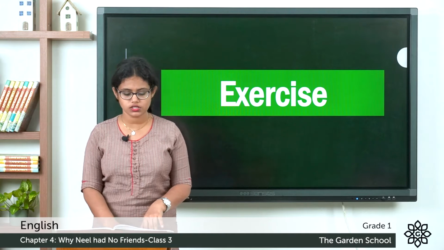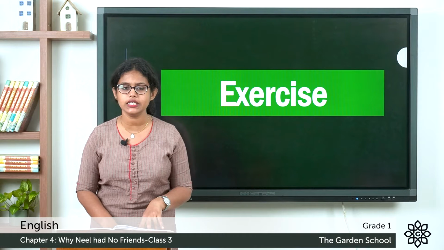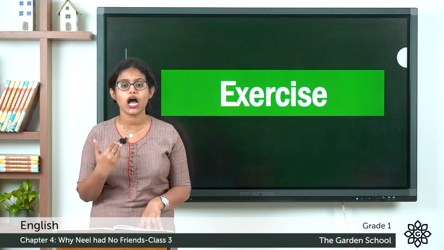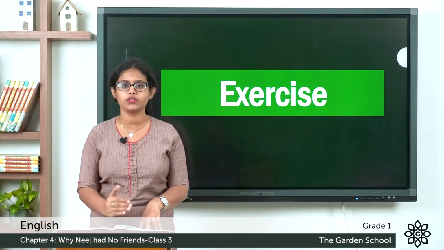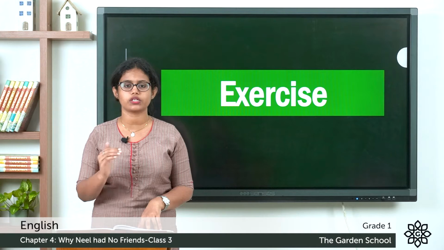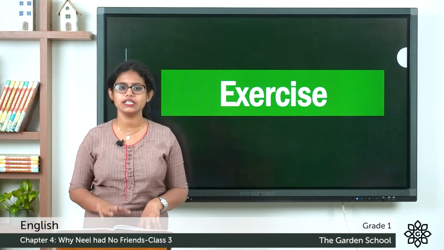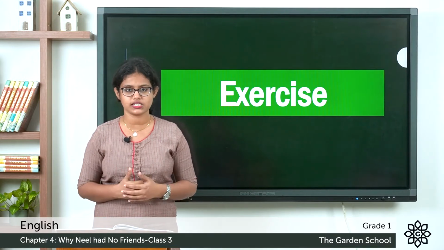Here what you have to do is, we have 8 sentences given here and you have to underline the describing words. So you all know what is a describing word and how to identify a describing word. So I'm going to read out these questions and for each question you have to underline the describing words and then we'll discuss the answers. Okay, the first one is already done. Let's move on to the second one.